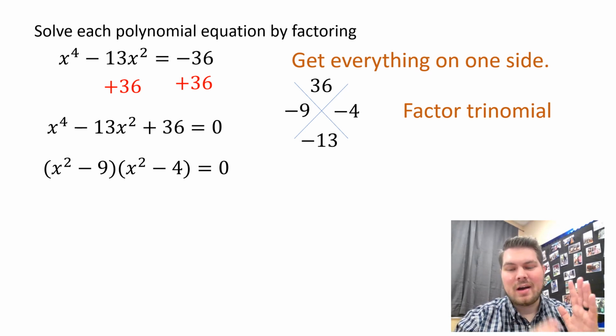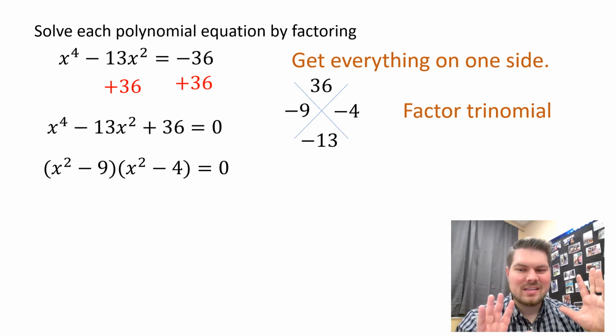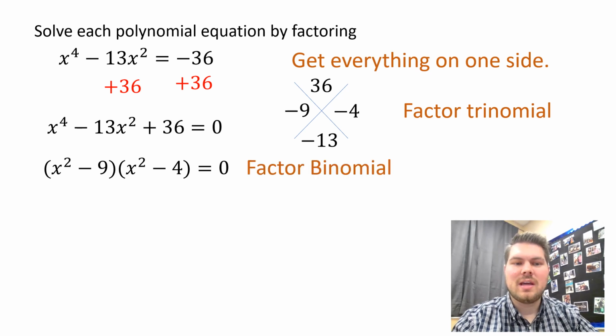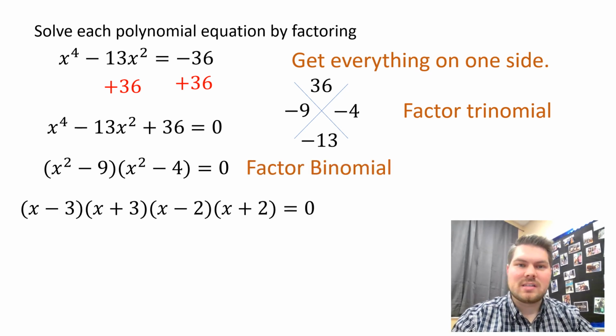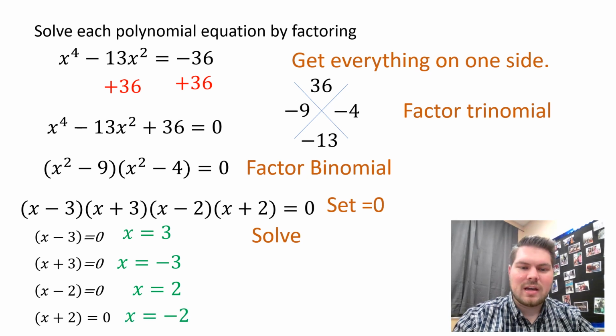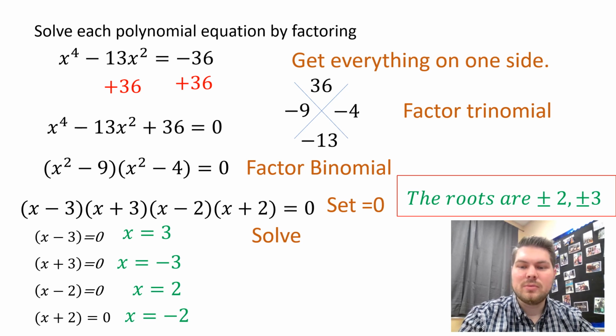So you can either solve each like this, but I just did it out even further. I factored completely. X squared minus 9, x squared minus 4 is a difference of squares. So we get x minus 3, x plus 3, x minus 2, x plus 2, and then we're going to set each thing equal to 0. And we get x equals 3, negative 3, positive 2, and negative 2. And that's our answer. So our roots are plus or minus 2 or plus or minus 3.